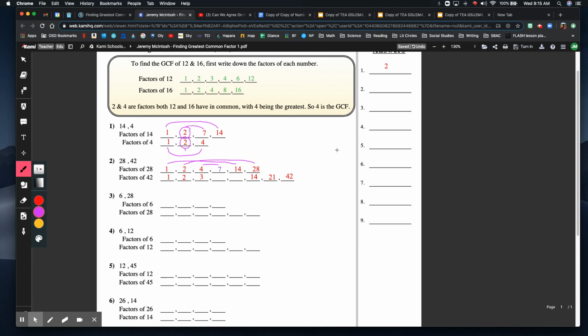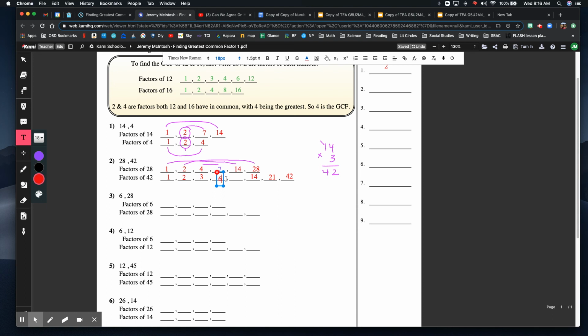Let's try 14 times 3. 4 times 3 is 12. Carry my 1. 3 times 1 is 3, plus 1 is 4, so 42. There we go, 14 times 3. And we have one more. Sorry about the dogs. I have 6. 6 times 7 is also 42.